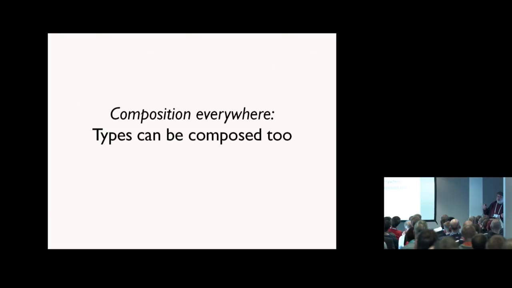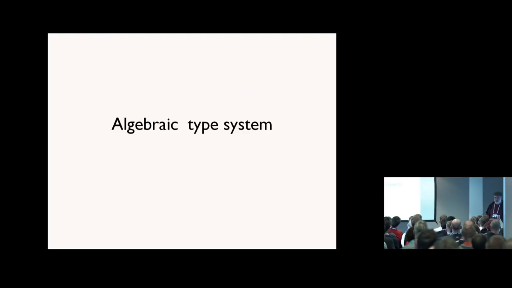Composition everywhere. Types can be composed, or at least these kinds of types can be composed. And the reason is, the kind of type system that F-sharp and Haskell and other functional programming languages have is called an algebraic type system, a bit more jargon. If you forget about algebraic and call it a composable type system, it makes more sense. Okay, it's a composable type system.